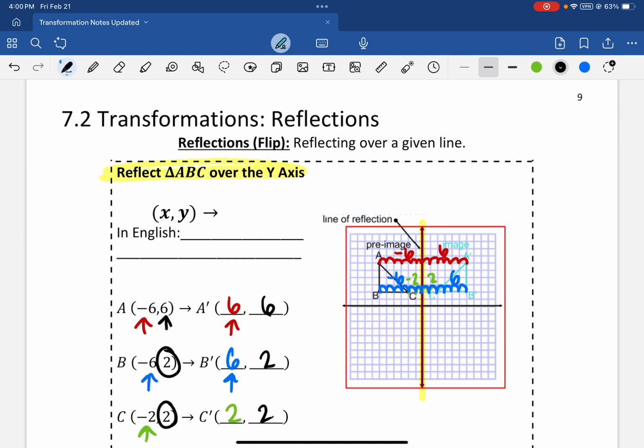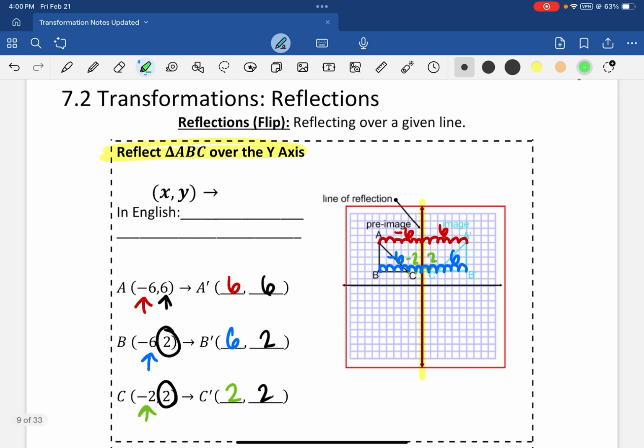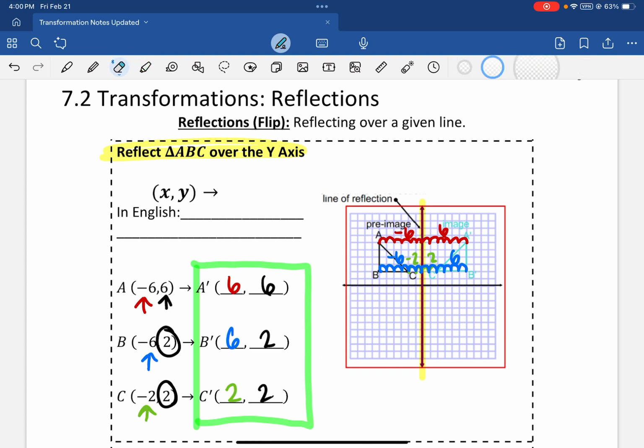And if you look, these points for A prime, B prime, C prime, I'm going to highlight them in green. Those points should be correct for your new image. So I'm going to erase right here. If we look at our image, A prime, B prime, C prime, those points x, y should be what that triangle is on our graph.